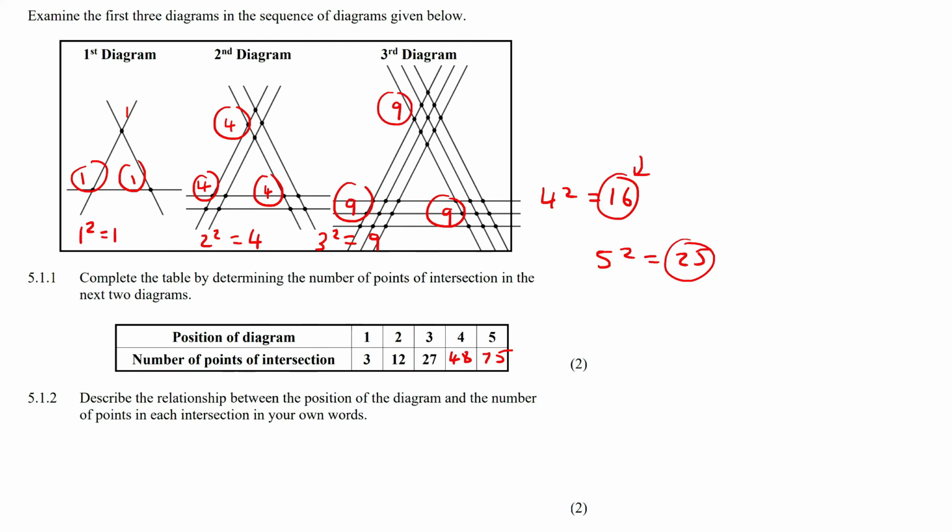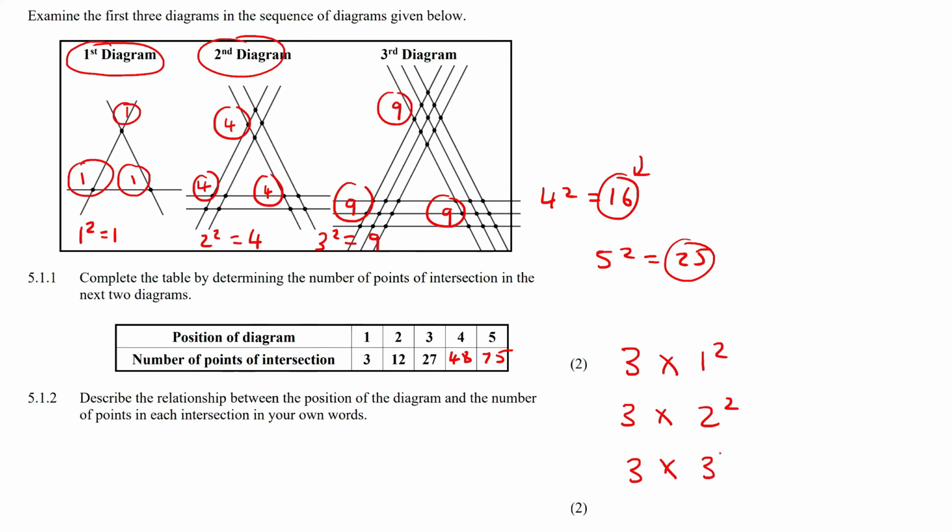So what we can see is that the first diagram is going to be 1 squared, but then there's 3 of those, right? So it's 3 multiplied by 1 squared. For the second diagram, there were 3 2's, and each 2 was squared to become 4. In the next one, there were 3 3's, which were squared, and each of those became 9, right, because there were 3 9's. And so there were 3 of those.